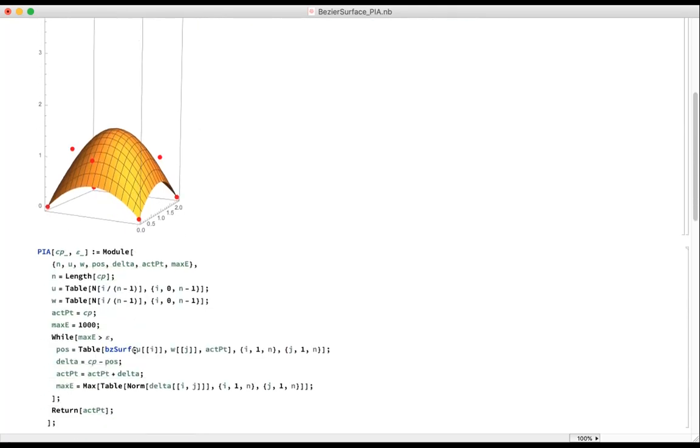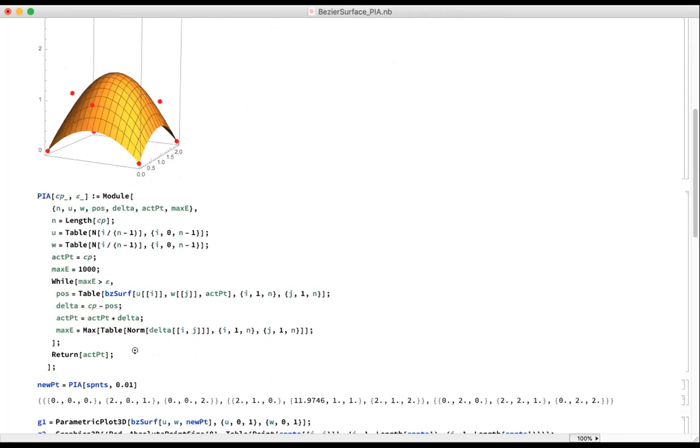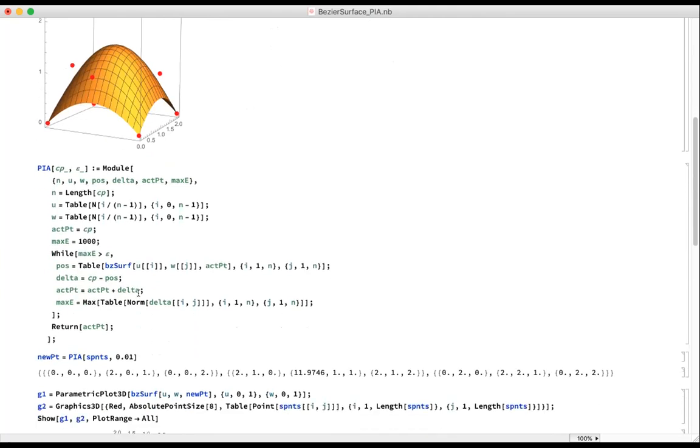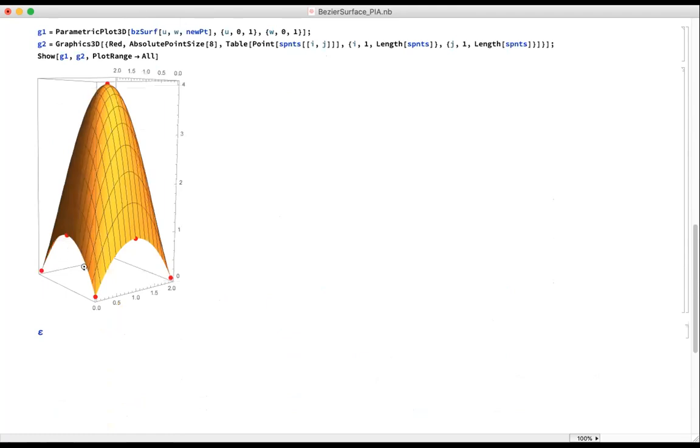And if you remember what we have done, we studied the PIA techniques that we use to find the surface. Last time we talked about the curve that will pass through the control points, but similarly, we use the PIA technique to find the Bezier surface that passes through the given control points like this. You can see that the Bezier surface will pass through the given control net.